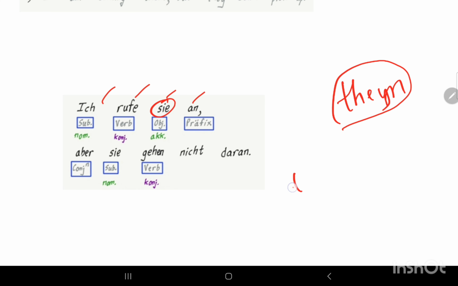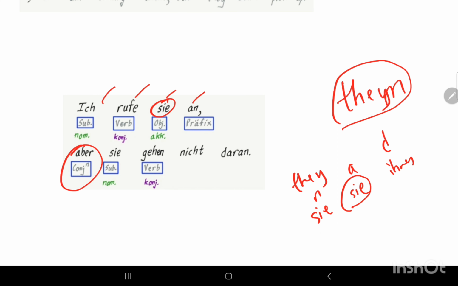So they, right? It's sie in nominative. In accusative it is also sie. Only in dative it becomes ihnen. Okay, this is sie. It's not she. Okay, I hope you know that. So ich rufe sie an. Aber sie gehen nicht daran. Okay. Also with aber, right? But you don't. There is no change in the syntax structure. The verb is still at the second position. Okay. This sie does not mean she. It means they. Okay. You can also figure that out from the way the verb has been conjugated.